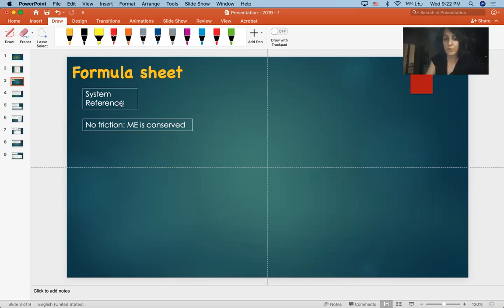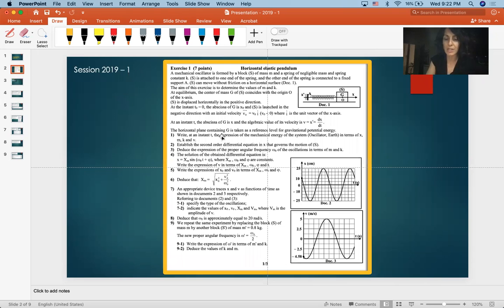Then you need to name your reference. And by reference, I mean the reference for height equal to 0. Like, for example, in this case, they actually tell you, it should be written somewhere. For example, I'm going to take x prime Ox to be the reference for height. Sometimes they write it for you and sometimes they don't. And if they don't, it's okay. Yeah, it's written here and probably I can highlight it. The horizontal plane containing G is taken as reference level for gravitational potential energy.